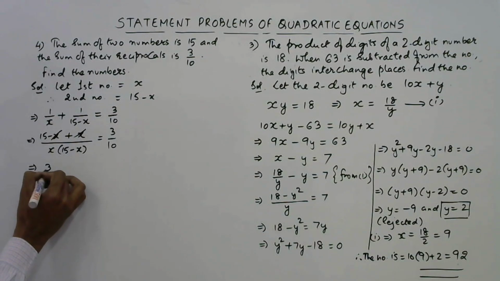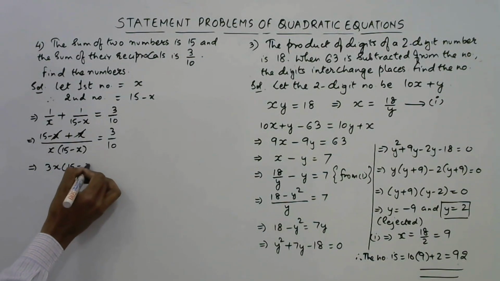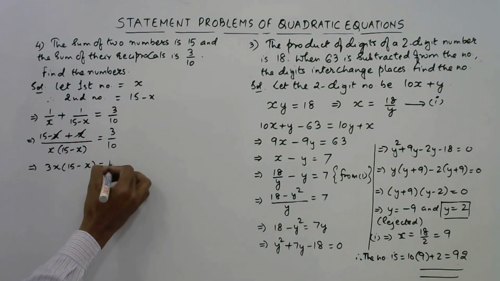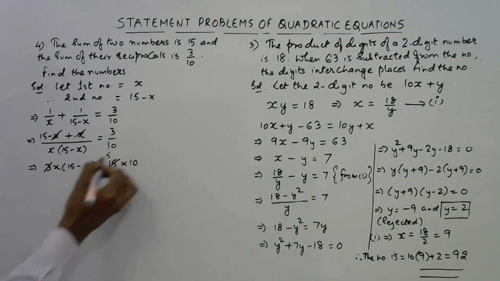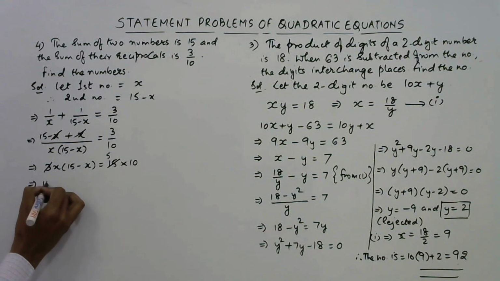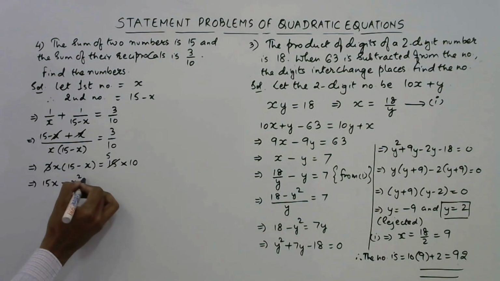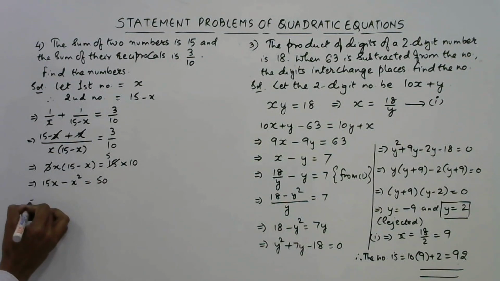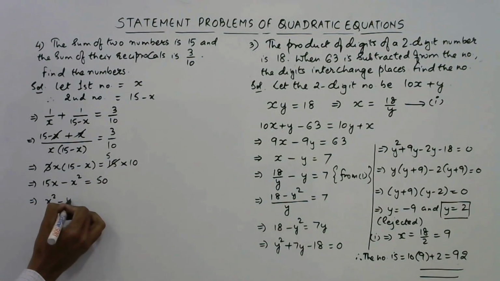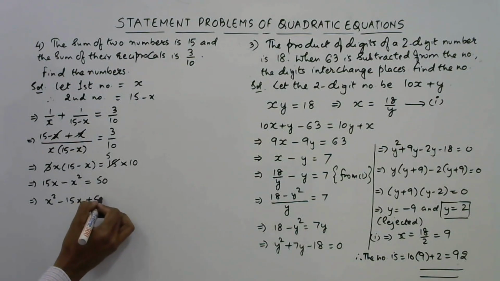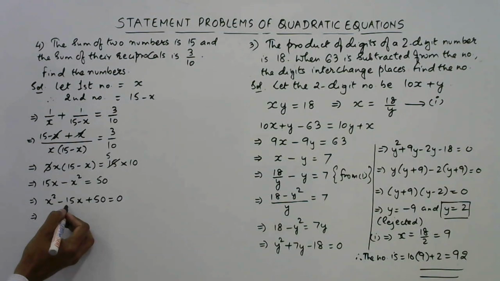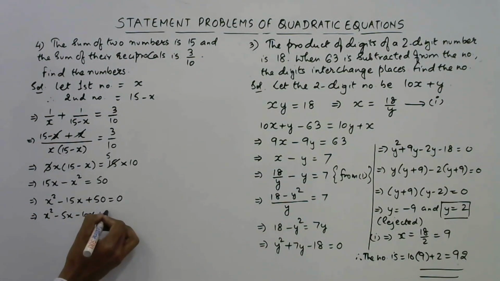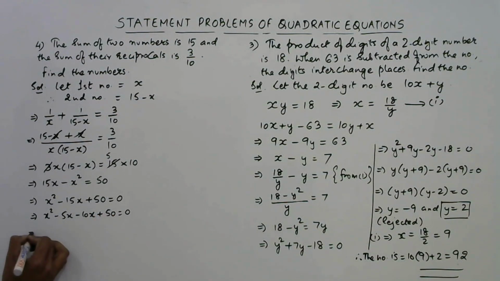thereby giving you 3 into x, 15 minus x and 15 into 10. Here you can see that this 3 is also cancelling out, thereby giving you 15x minus x square equal to 50. And here you have the quadratic equation x square minus 15x plus 50 equal to 0. So just make the factors very simple, 10 and 5. So x square minus 5x minus 10x plus 50 equal to 0.